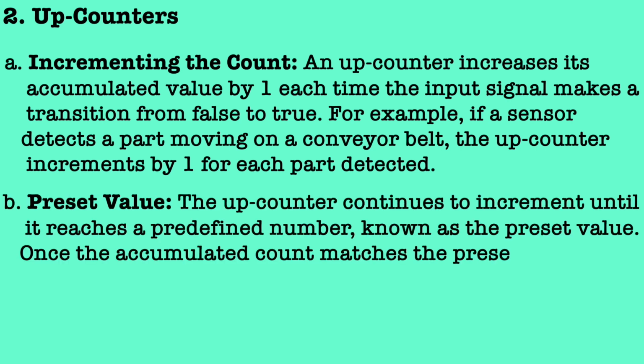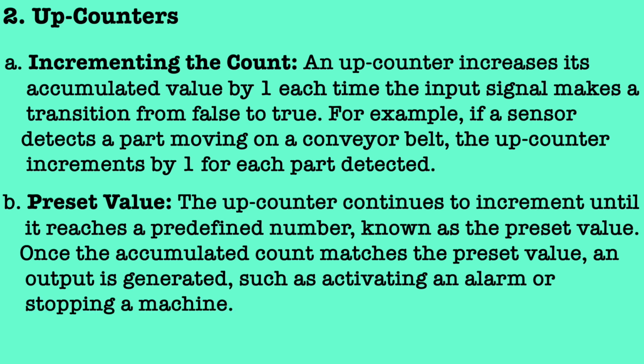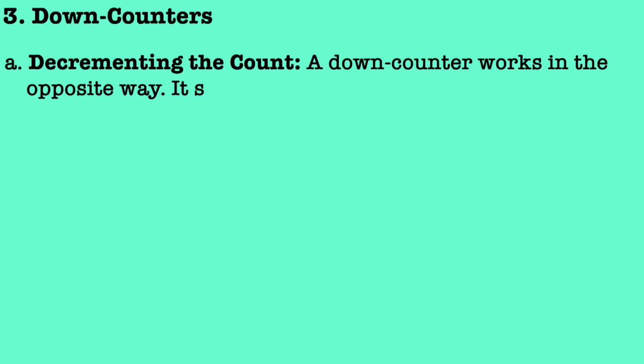Next is preset value. The up counter continues to increment until it reaches a predefined number that is known as the preset value. Once the accumulated count matches the preset value, an output is generated, such as activating an alarm or stopping a machine. Next is down counter, decrementing the count.